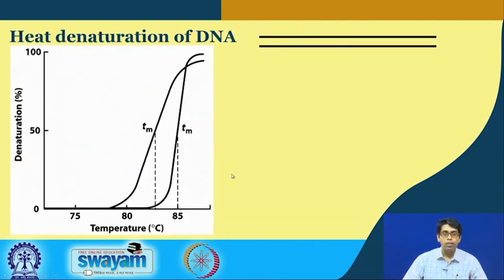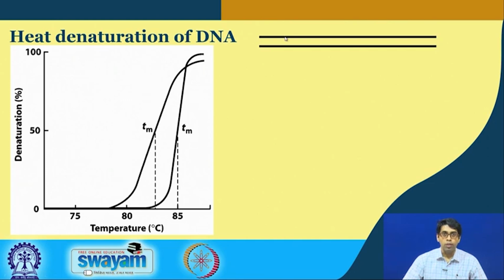Another important property of DNA, which again we are going to exploit during its purification, is heat denaturation. This is very similar to what we have seen in case of protein. In case of protein, if you heat them, the protein unfolds, and if you cool it, then the protein can again go back reversibly to form the folded protein. We see something very similar in case of DNA.